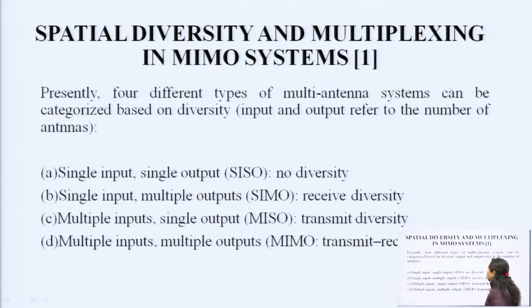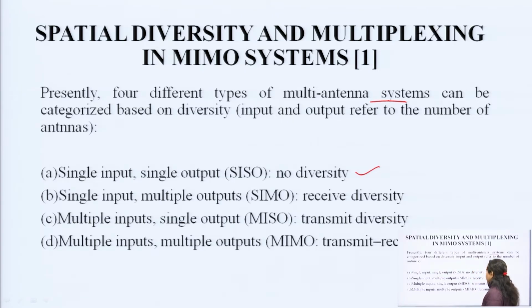Next one is spatial diversity and multiplexing in MIMO system, that is multiple input multiple output technique. Presently, 4 different types of multi antenna systems can be categorized on the basis of diversity. First one is single input single output, which means there is no diversity. Diversity is where multiple antennas are there, whether multiple transmitter antennas or multiple receiver antennas. That is known as diversity technique.